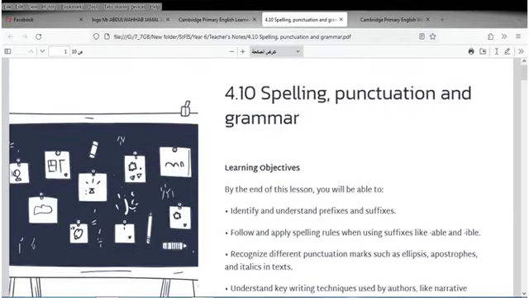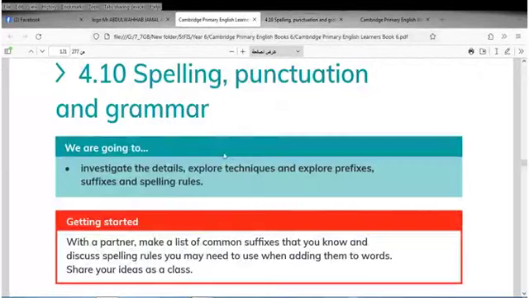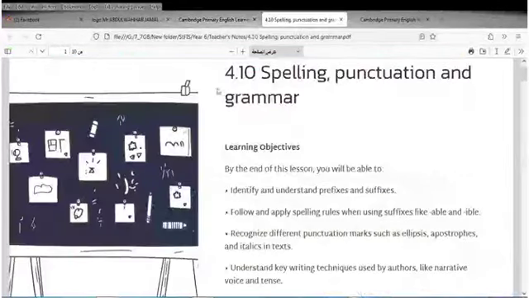This is something not new for you, okay? But consider it like revision, if you wish to say. We are going to apply these techniques, let's say, on the text which we studied before. And let's get started.